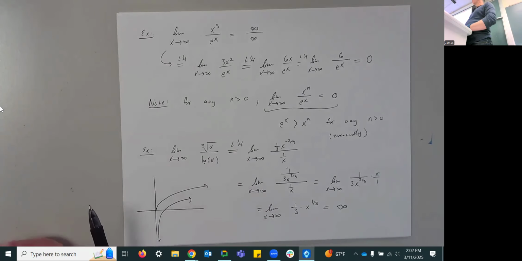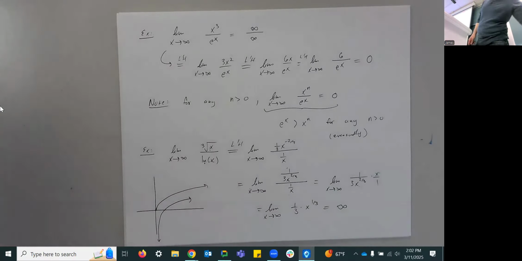It's true actually for any root of x. 4th root, 5th root, 6th root, et cetera. All those will eventually outpace a logarithmic function. Logarithmic functions are kind of the ones that grow the slowest. Everything else usually grows faster. Every other kind of typical function grows faster.